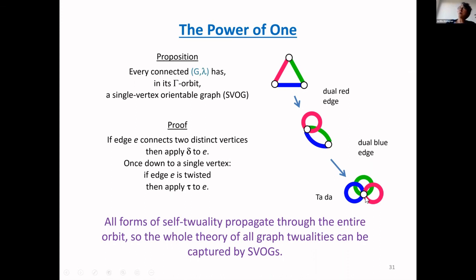And if you remember from way back when, we discovered that any kind of self-duality anywhere in the orbit propagates through the whole orbit. So if we know what's going on with this little, really easy little guy here, this little one vertex ribbon graph, then we know what's going on in the entire orbit.